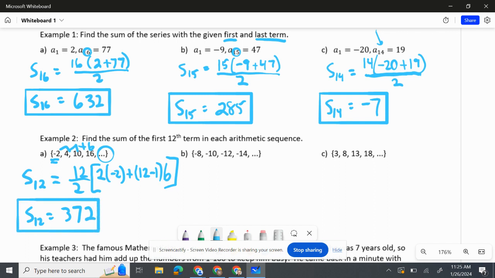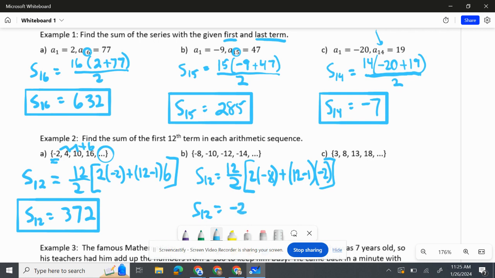For the next one, we're going to do the same thing. We're finding the sum of 12 terms. It would be 12 over 2. We have 2 times -8 plus we have 12 minus 1, and then it's going down by 2, so we put -2. And that right there gives us a sum of -228.